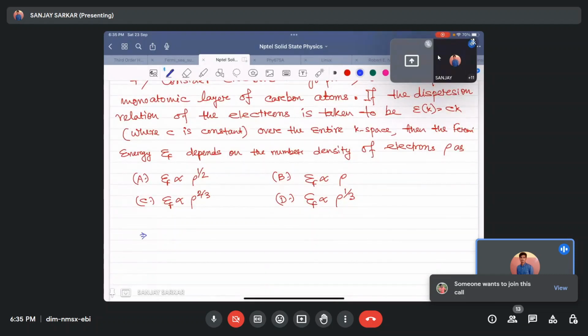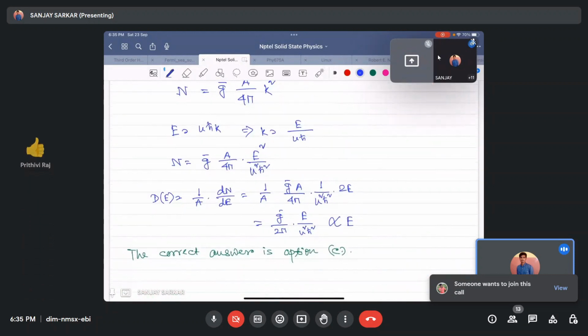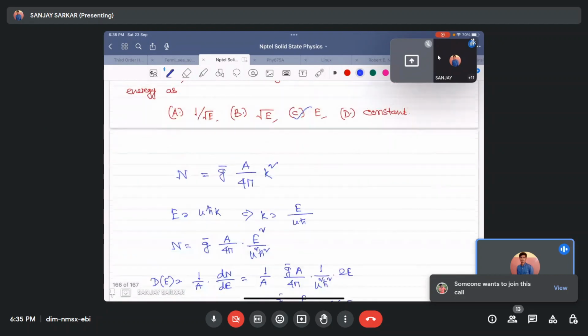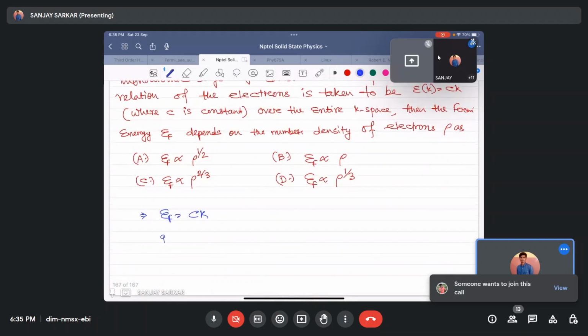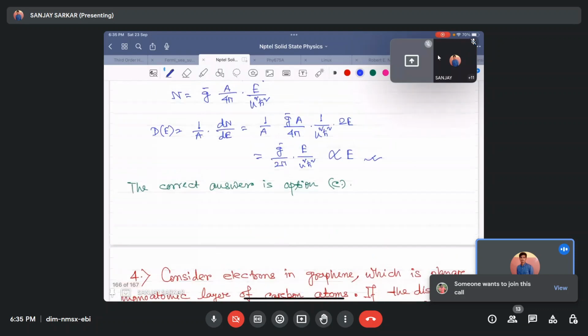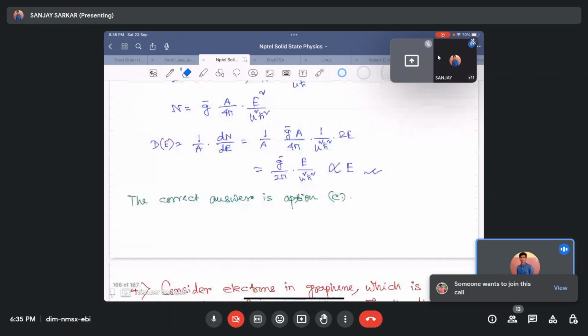What we are given is that epsilon f is equal to ck. So we have already calculated this for this kind of dispersion. We know the density of states. So we will write the density of states as G or D. Everything is fine. Here c is actually h bar, so in the place of h bar we have c. Replace the h bar with c and you will get the density of states.